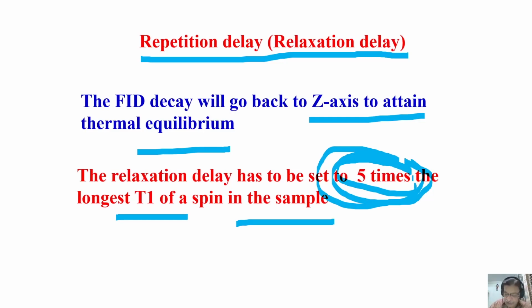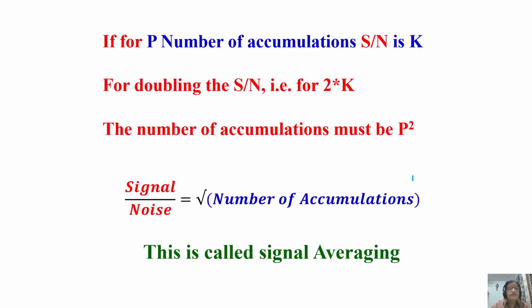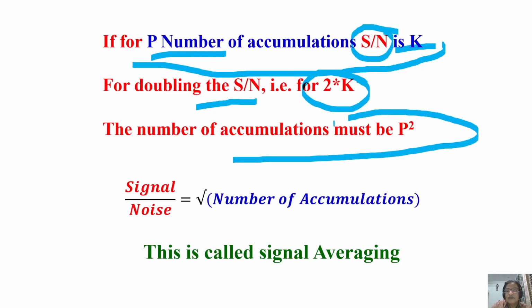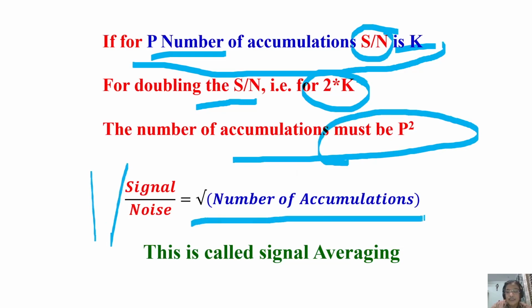If you want to do signal averaging, you must wait for at least 5 times the T1. Now, if the number of accumulations is, let us say, P, then the signal to noise ratio we calculate is K. For doubling of that, what you have to do? Let us say I want 2 times the signal to noise ratio. The number of accumulations must be P squared. Remember, signal to noise ratio will go with the square root of the number of accumulations.